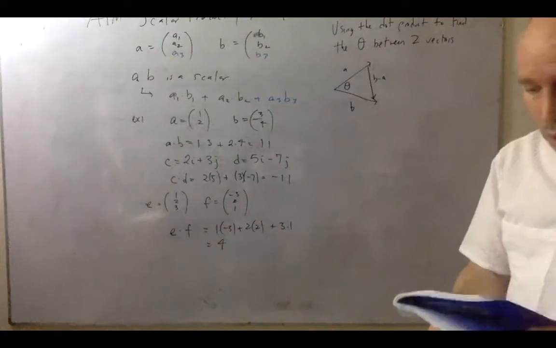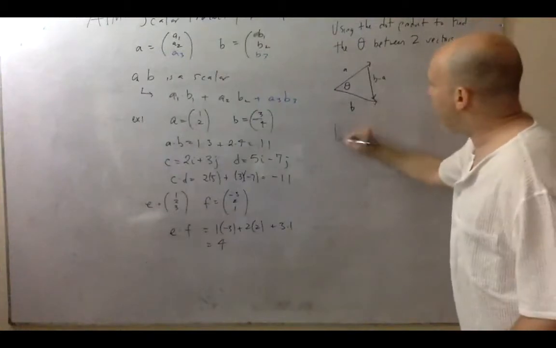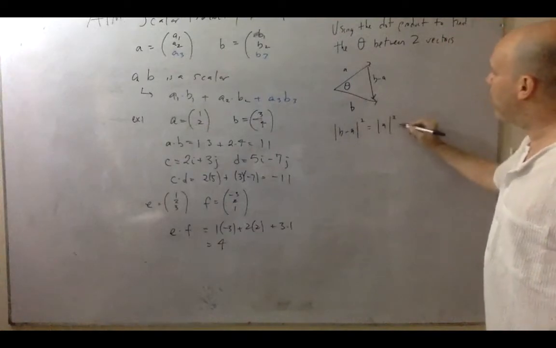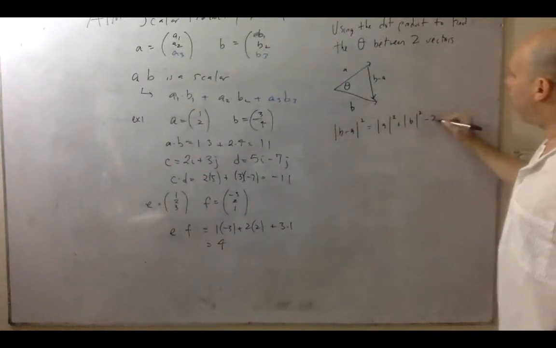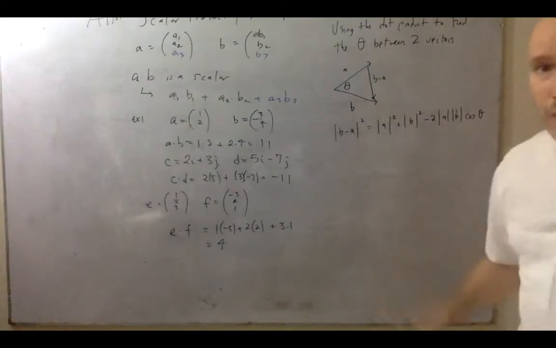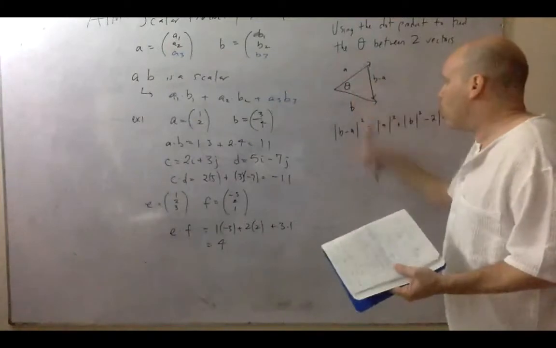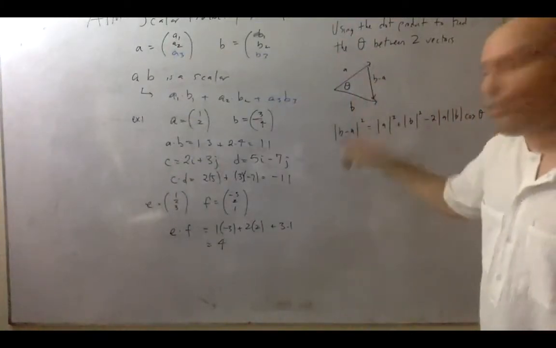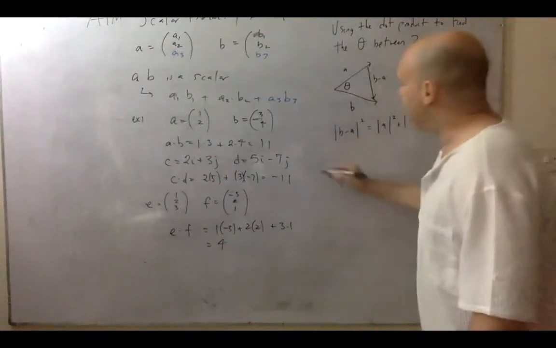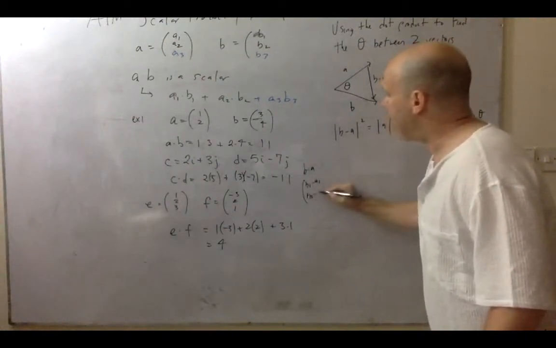Okay, so can we hook all these together? Yes, because we say the magnitude of B minus A squared is equal to the magnitude of A squared plus the magnitude of B squared minus 2 times the magnitude of A times the magnitude of B times cosine of theta. We can put this together, right? They're regular numbers, they're just lengths. And since we know the vector B minus A, well, I don't know what B and A are, but I do know that B minus A is B1 minus A1, B2 minus A2.